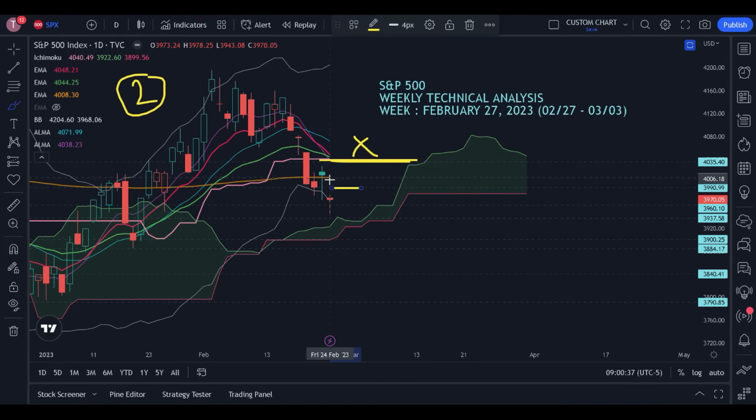Just above the 3991 resistance, we have the 200-day EMA, the 200-day exponential moving average, and it is very, very significant. So as of now, a reversal to 4035 and beyond is out of the picture. In some circumstances, a reversal to 3991 is possible. But again, from 3991, it is expected to fall.